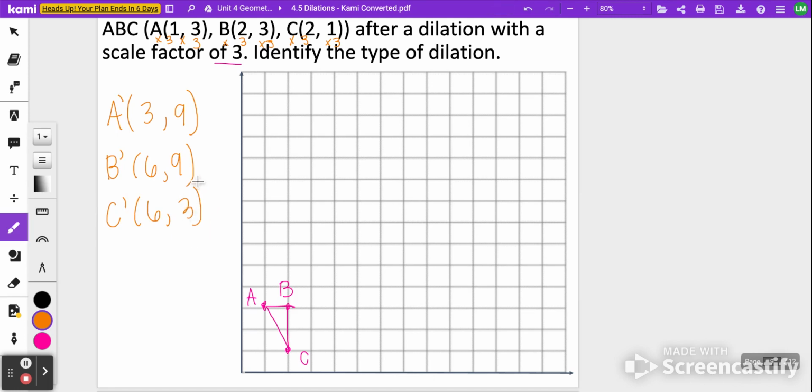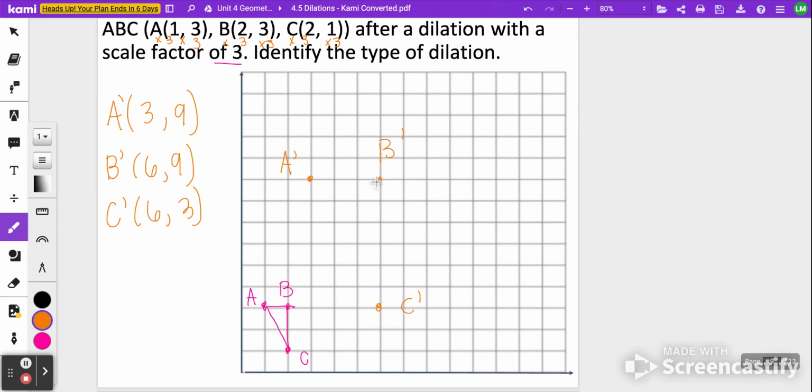Now let's go ahead and plot these new points. A prime is at (3, 9). So I go over 1, 2, 3, up 1, 2, 3, 4, 5, 6, 7, 8, 9. B prime is at (6, 9). So 4, 5, 6. And C prime is at (6, 3). 1, 2, 3, 4, 5, 6, up 1, 2, 3.